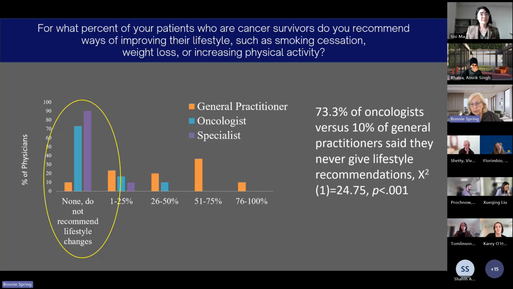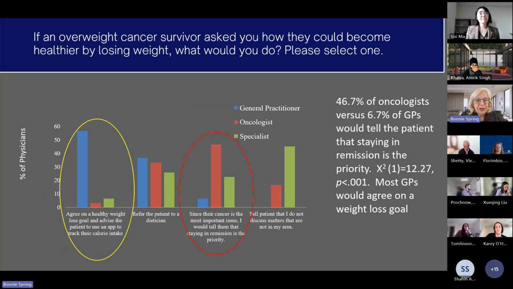So that was eye-opening. Are these practice guidelines that we trialists have been trying to get into, are they doing any good? Well, we asked another question. We said, well, maybe they're not helping because they think it's just a cosmetic concern. It's not really a health concern. So we asked, if an overweight cancer survivor asked you how they could become healthier by losing weight, what would you do? The primary care docs all agree on a healthy weight loss goal and advise the patient to use an app to track their calorie intake.